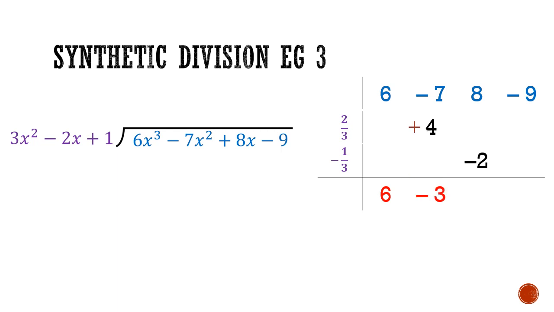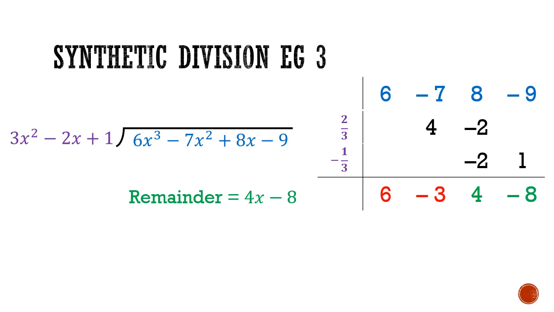And this negative 3, we've got to multiply it by the 2 numbers again. Negative 3 times 2/3 will give us negative 2. Negative 3 times negative 1/3 gives us positive 1. And the last 2 columns on the right, where we can just add the columns together, is going to give us 4. 8 minus 2 is 4. And negative 9 plus 1 is negative 8. Now the 2 numbers in green, 4 and negative 8, represent our remainder, 4x minus 8.